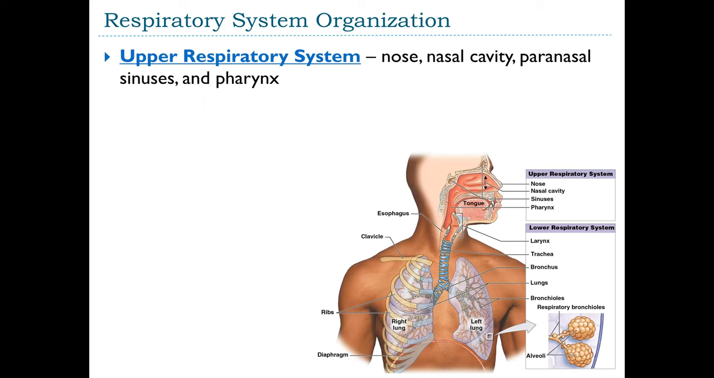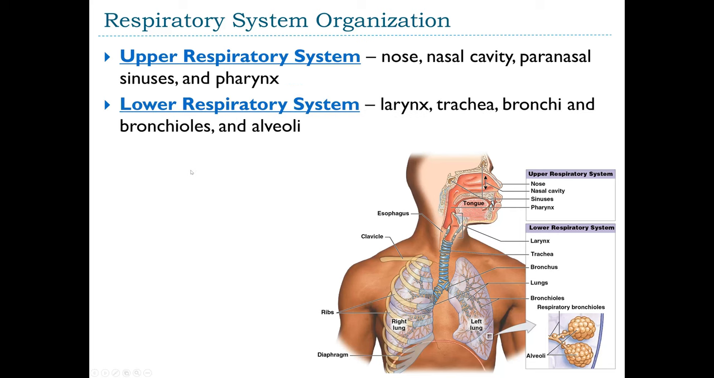So the respiratory system is organized into two main parts. When we talk about the upper respiratory system, we're talking about the nose, the nasal cavity, the paranasal sinuses, which were covered in A&P 1 when we talked about the axial skeleton, and the pharynx, which is the anatomical term for the throat. Then there is the lower respiratory system, which is composed of the larynx, the trachea, various bronchi and bronchioles, and then the alveoli, which are the little air sacs where gas exchange takes place.